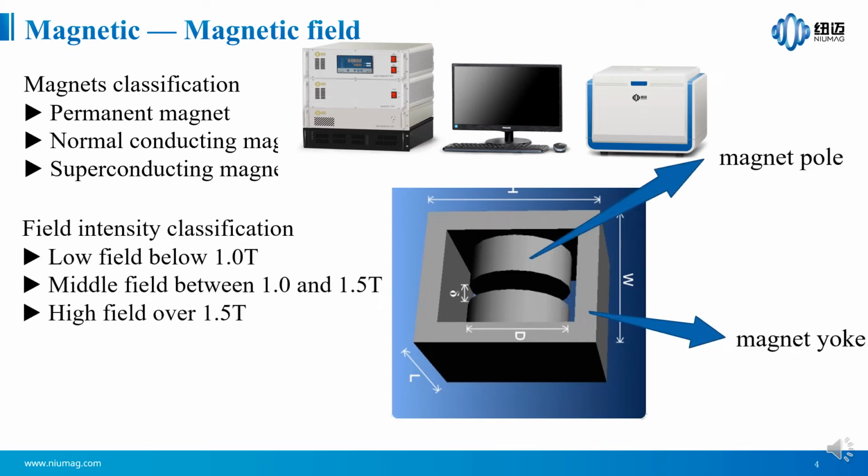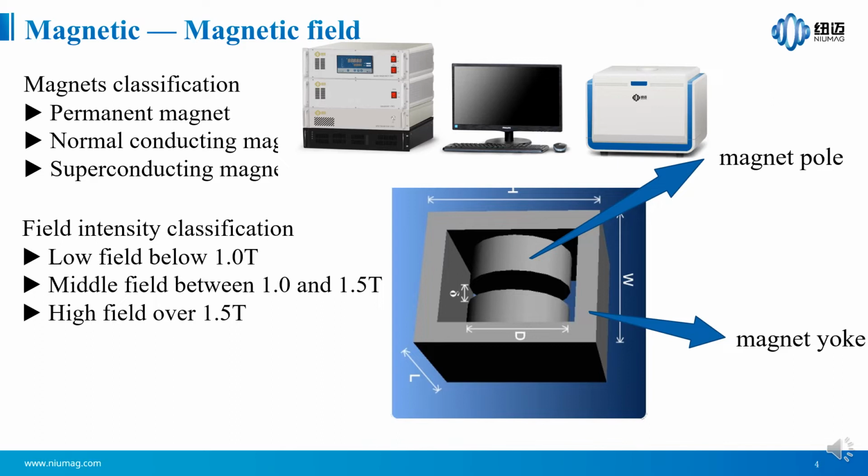The magnetic resonance can also be divided into low field, middle field, and high field according to the magnetic field strength. The low field is generally below 1 Tesla. The middle field is between 1 Tesla to 1.5 Tesla, and the high field is above 1.5 Tesla. Actually, there is no special unified method of differentiation, mainly to help you understand it.